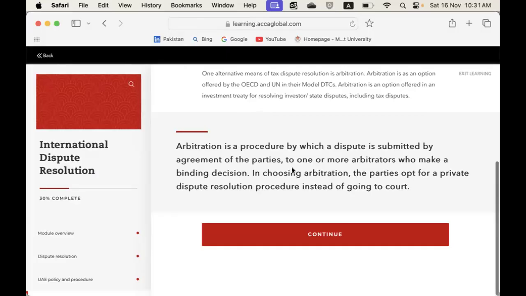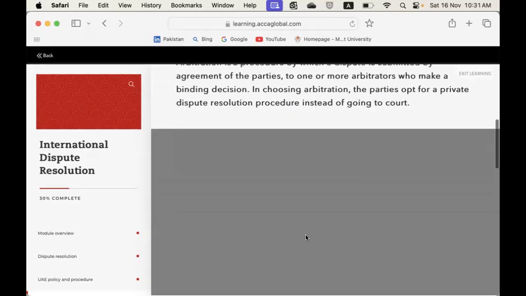Basically both parties are coming to a deal. Usually in this particular scenario it will be tax authorities, but arbitration can happen between the taxpayer and the authorities as well.